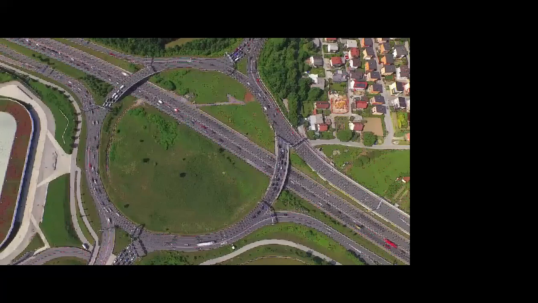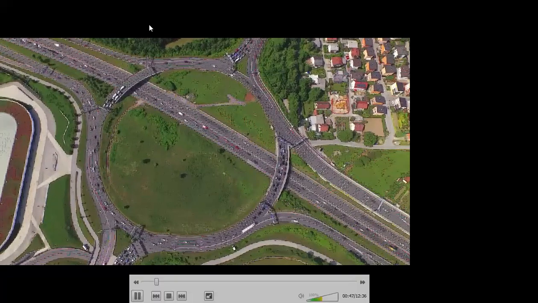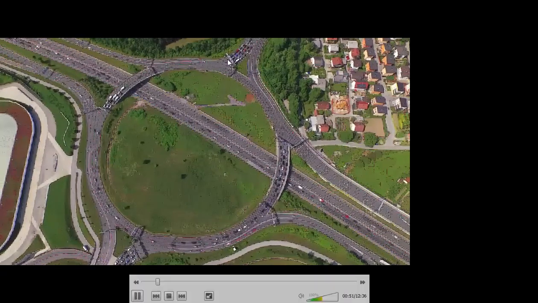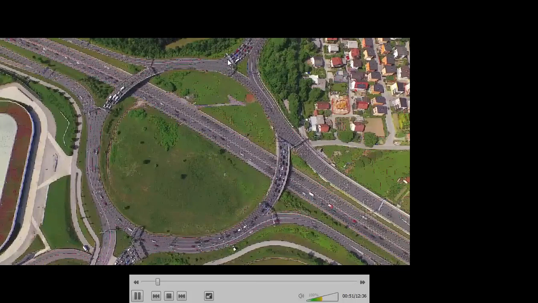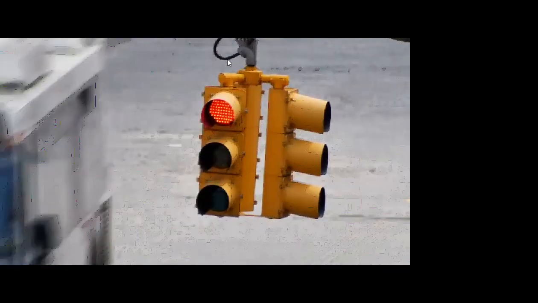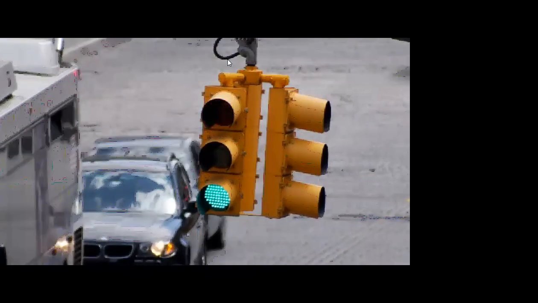Over the years, we've developed quite a few ways to manage this challenge of who gets to go and who gets to wait, from simple signs to roundabouts, but one of the most common ways we control the right-of-way at intersections is the traffic signal.